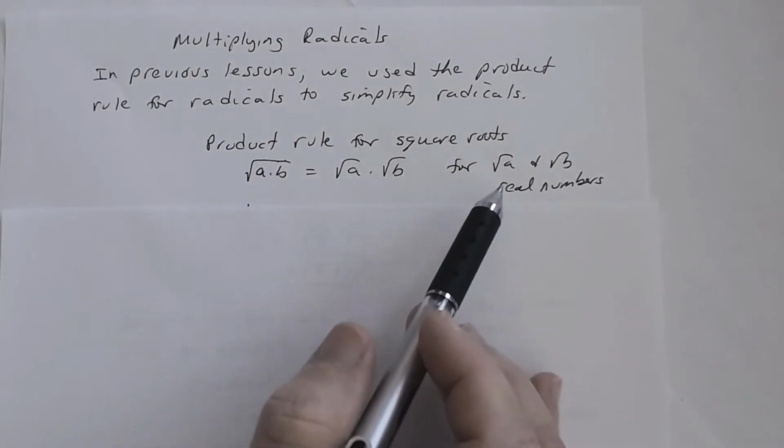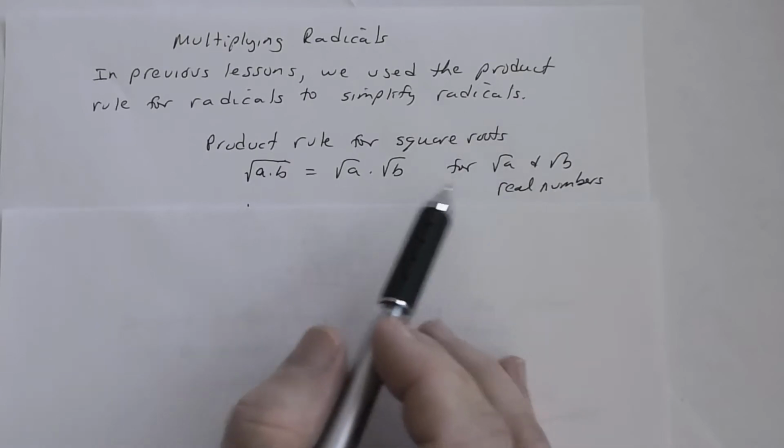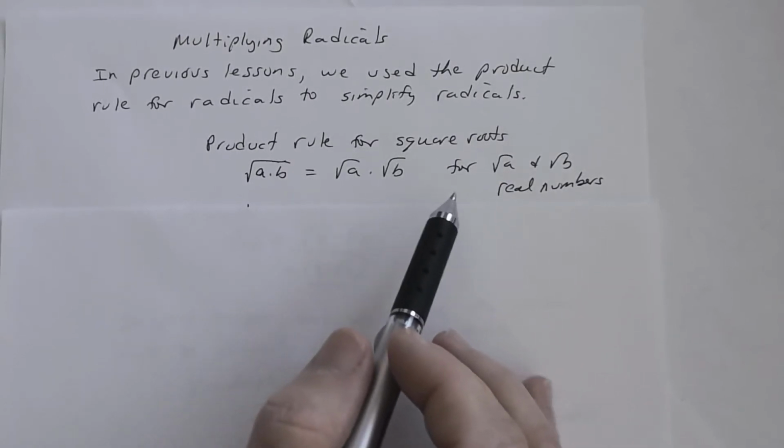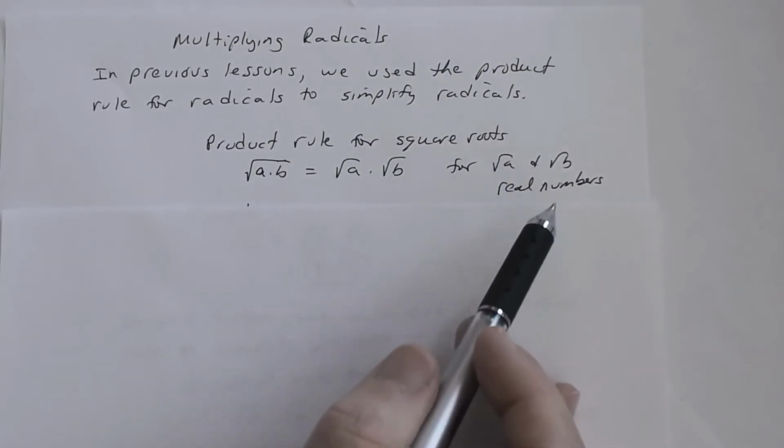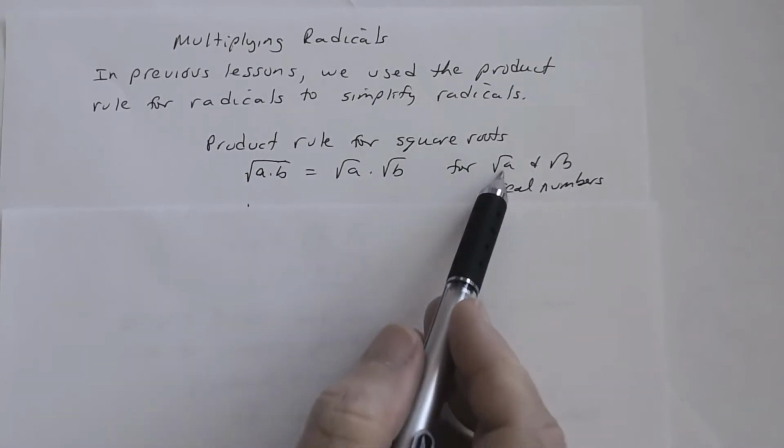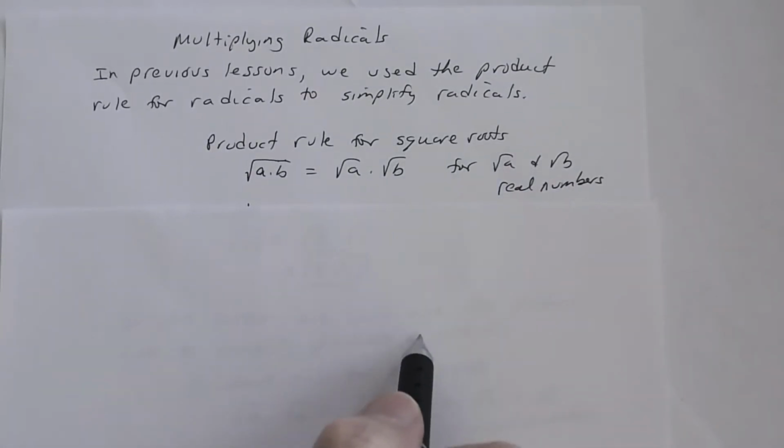Again, remember we're assuming that a and b are positive numbers or zero, so that the square root of a and the square root of b are real numbers. So basically, a cannot be negative and b cannot be negative.